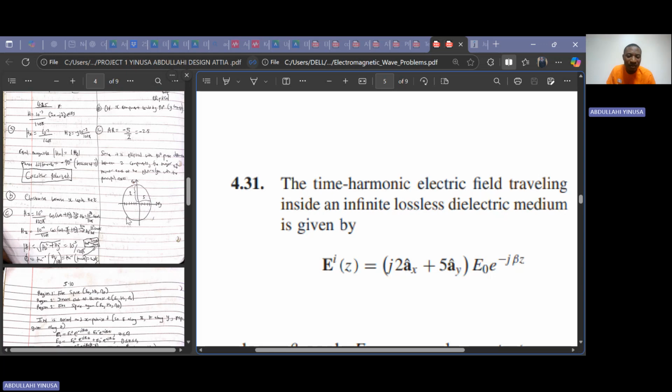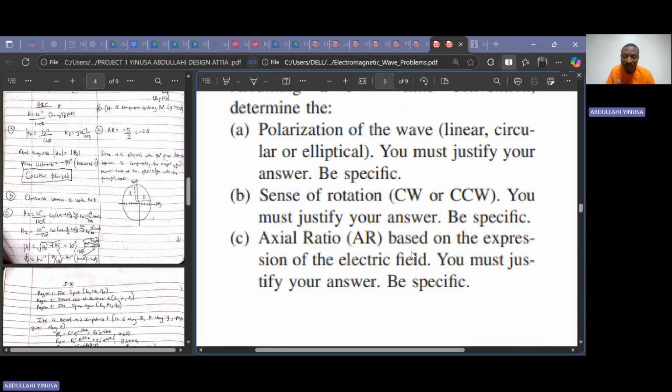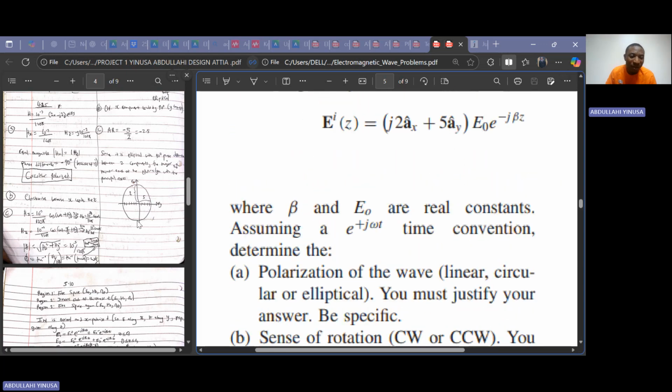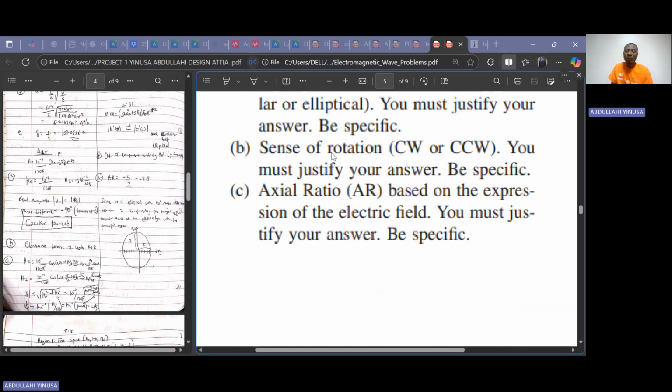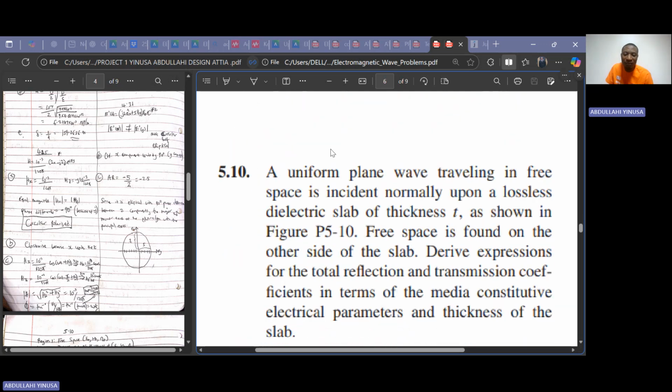This is our curve. Even though they did not ask us to sketch the curve, it is shown just to explain that it is elliptical and going in the clockwise direction. That's why it is a right-handed elliptical polarization. Now, going forward to the next question, that is question 5.10.